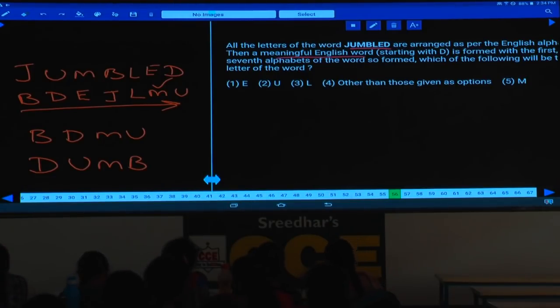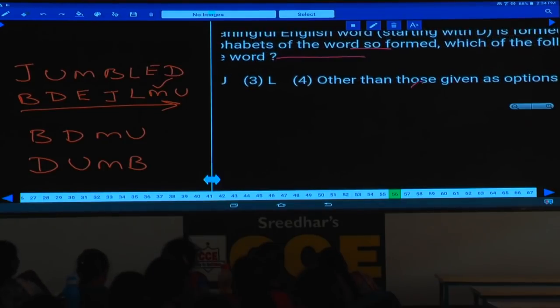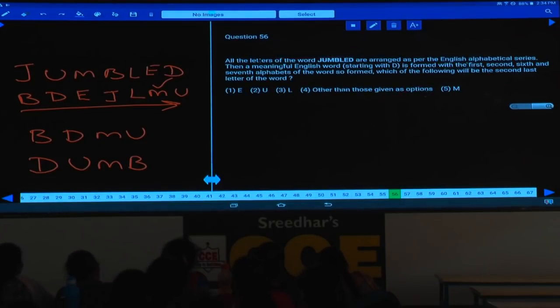Then what is the question here? Which of the following will be second last letter? What is the second last letter here? Second last letter from this one is M. M, that is given in choice 5. The question is about second from the last. That is M is the answer, choice 5.